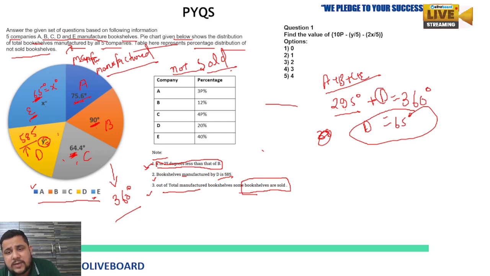So here the angle Y degree, we are talking about this Y. This represents the portion of D. So this Y degree is also the same as X, 65 degree. Clear? So any other data?